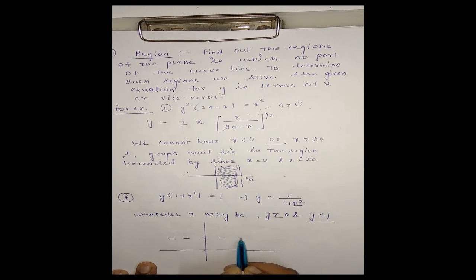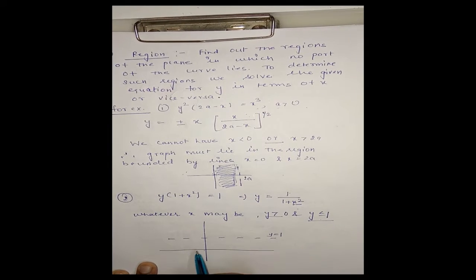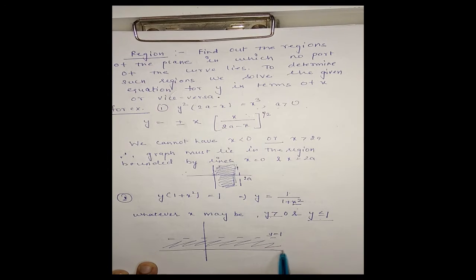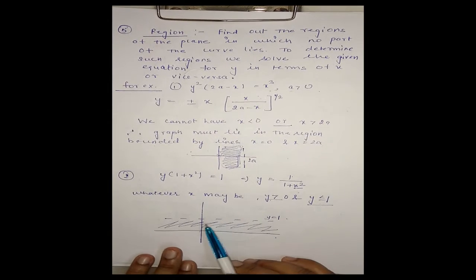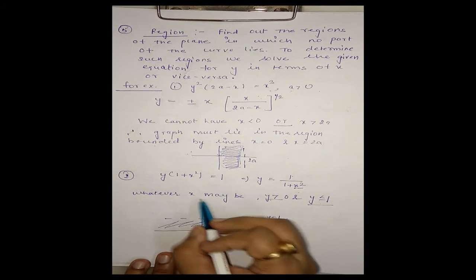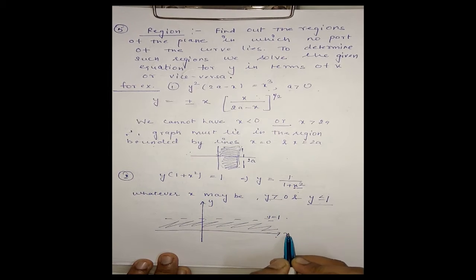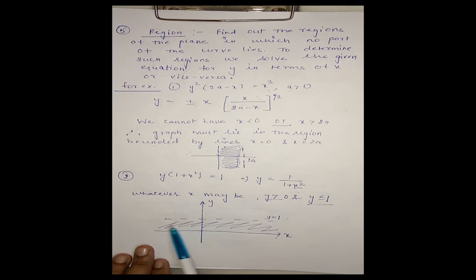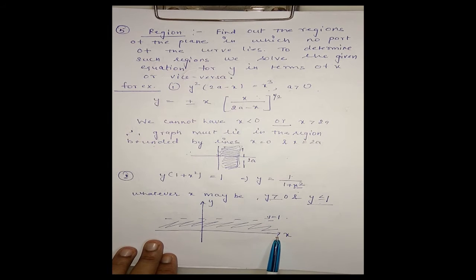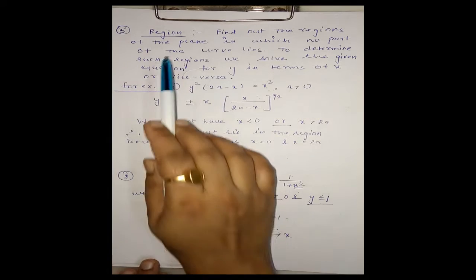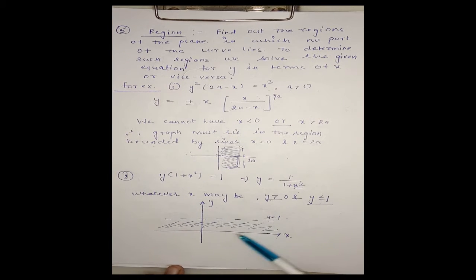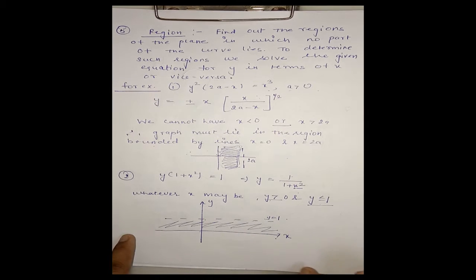This is my line, y is equal to 1. And y is positive, that means the graph will lie between these lines, y is equal to 0 and y is equal to 1. This is the portion where the graph will lie. Okay, this is the region. The graph will lie only in this region, bounded by the lines y is equal to 0 and y is equal to 1. This is how we find the region where my graph lies or where it does not lie. Okay, this is the region part.